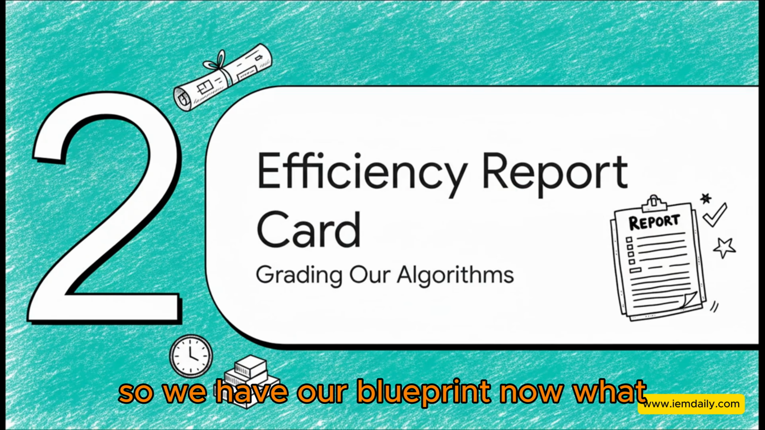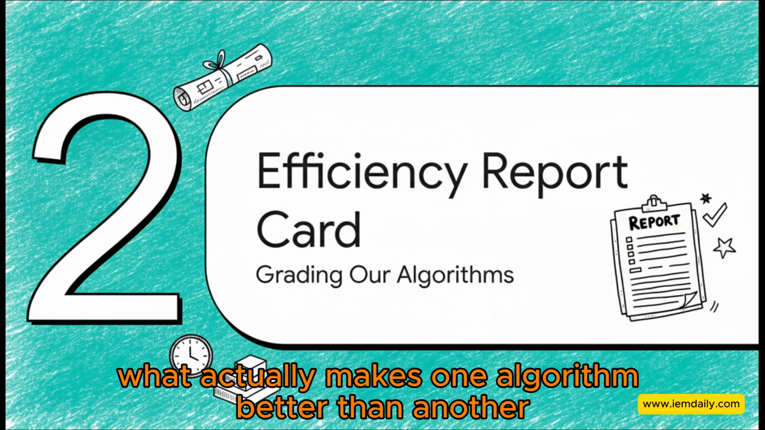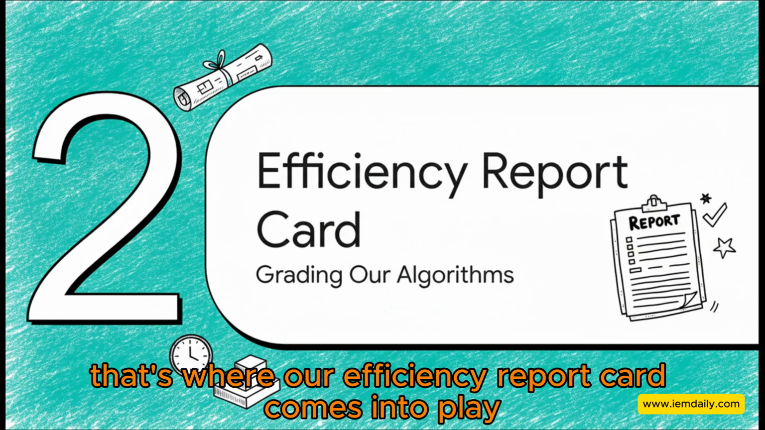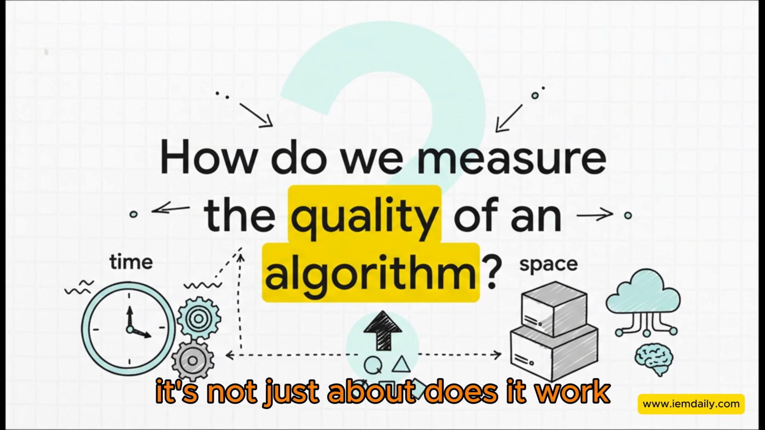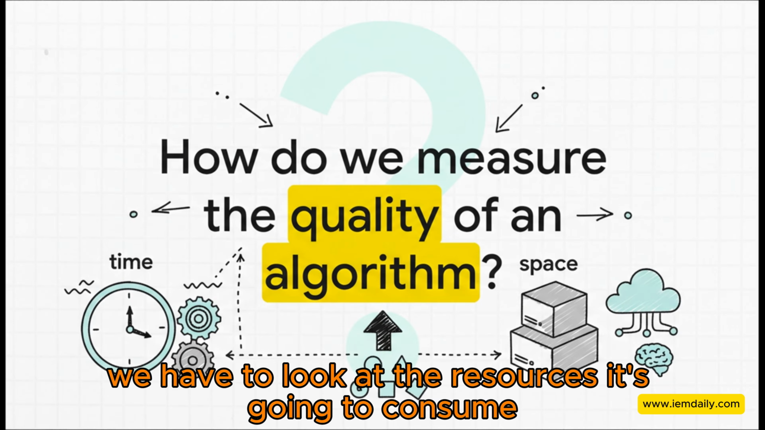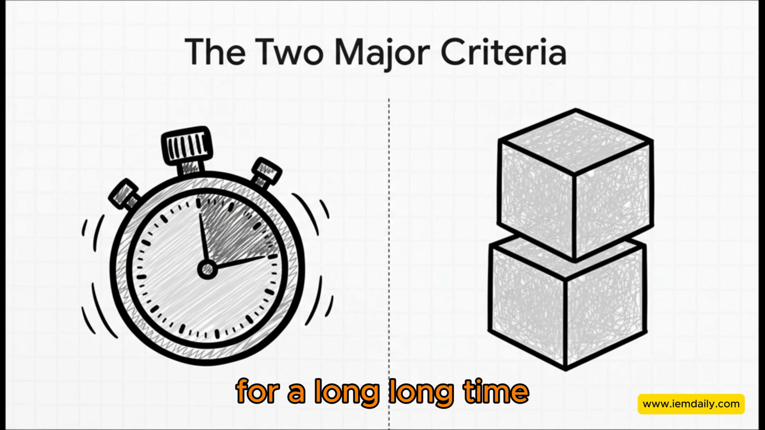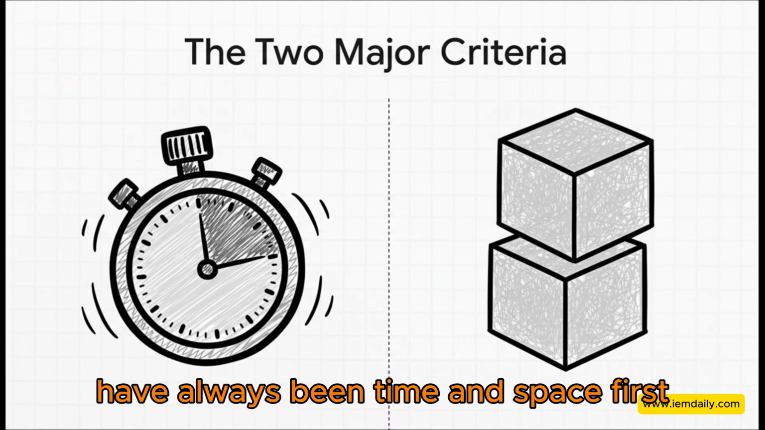Okay, so we have our blueprint. Now what? How do we know if it's a good blueprint? What actually makes one algorithm better than another? Well, that's where our efficiency report card comes into play. This is really the heart of the whole matter. It's not just about, does it work? It's about how well does it work? And to answer that, we have to look at the resources it's going to consume. For a long, long time, the two most important factors have always been time and space.